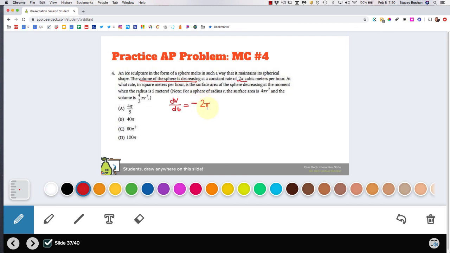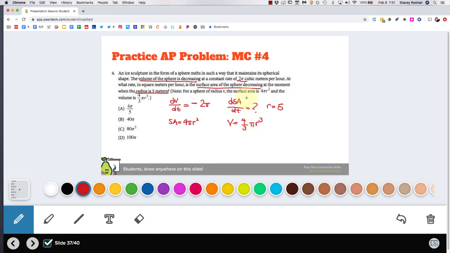At what rate, in square meters per hour, is the surface area decreasing? So d surface area/dt is what when the radius is 5. When the radius is 5. And they tell us all the formulas that we need to know here. So they tell us the surface area is 4 pi r squared, and the volume is 4/3 pi r cubed.